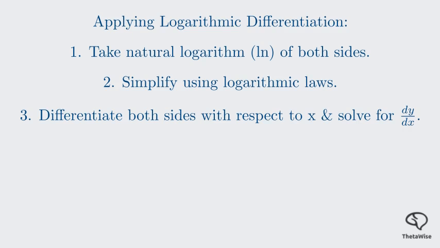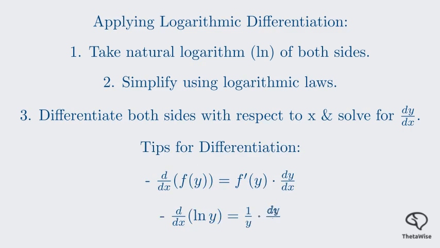Step 3, differentiation, requires a special tip that connects the chain rule to this method. If you are differentiating y with respect to x, you differentiate y as normal and then multiply the result by dy/dx. This is implicit differentiation. Specifically, the derivative of the natural log of y is 1 over y times dy/dx. Remember this, it's a key part of every problem. With these rules and tips in mind, we are now ready to tackle our first example. Let's make this theory come alive.